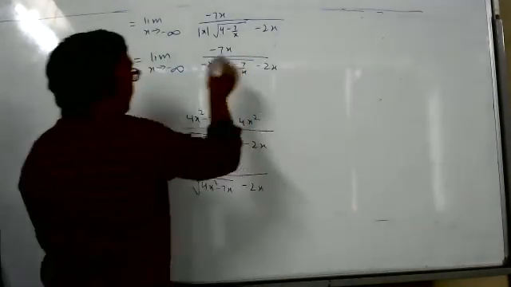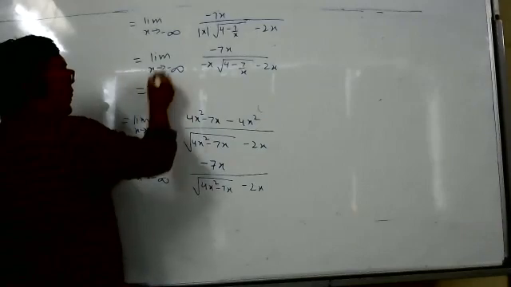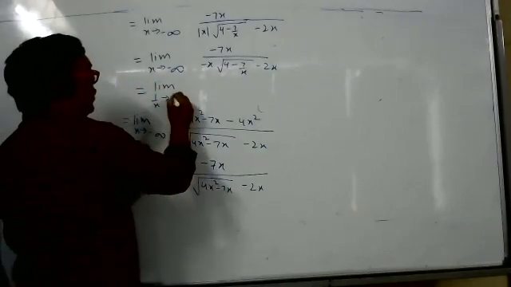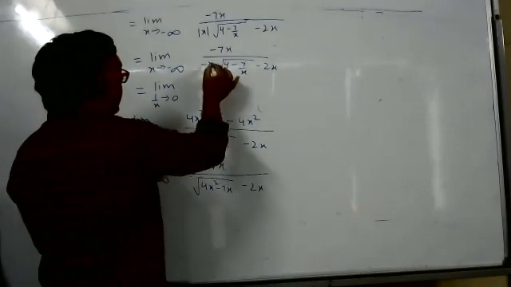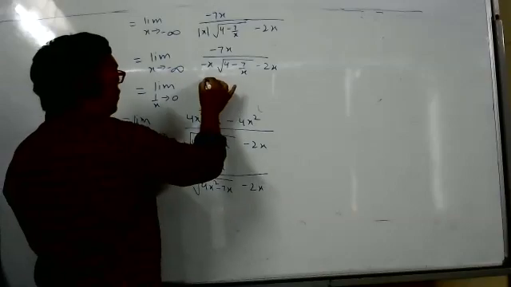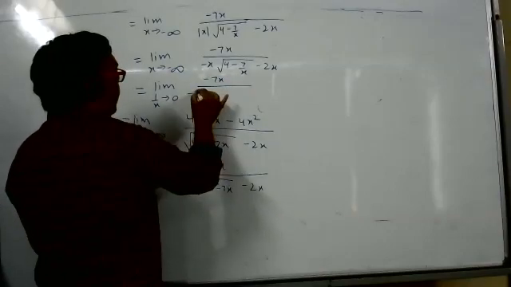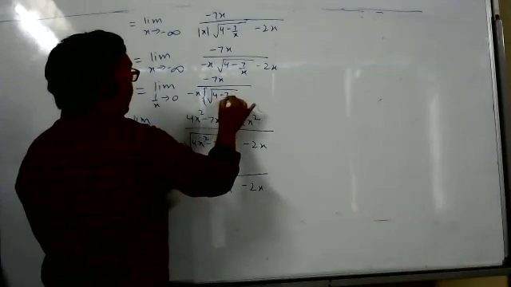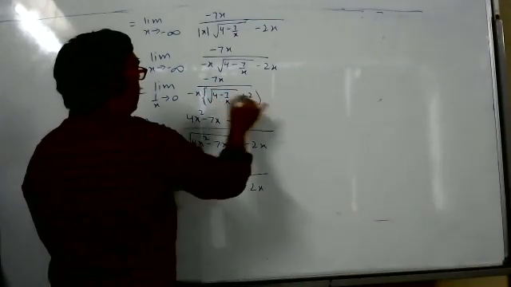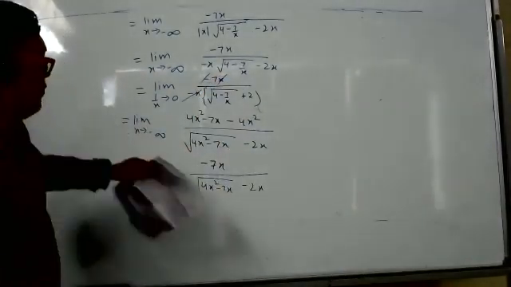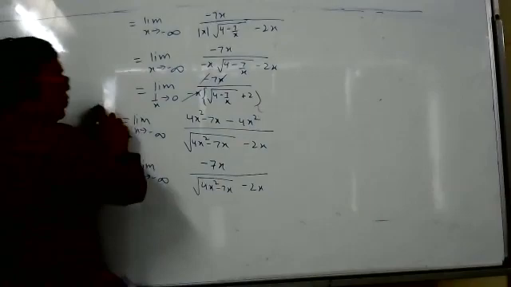So now what happened? Limit x tends to infinity means 1 by x tends to 0. You can see this x will get cancelled, and what will I get? Okay, I will do one more step. I'll take minus x common. So it will become 4 minus 7 by x plus 2. Now minus x cancels, and in the place of 1 by x put 0.